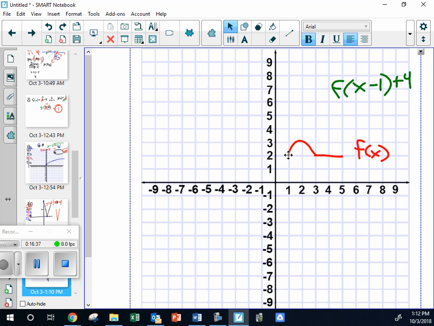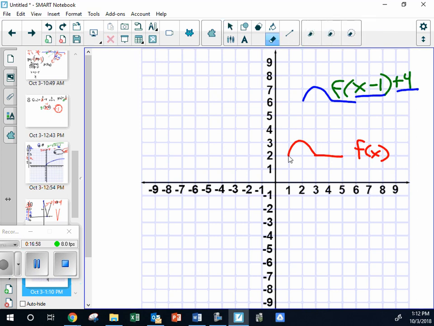So really, if you just understand what that means, which is move it to the right one and up 4, I'm going to make a new one here in blue just so I can keep my original there. I'm going to move it to the right one and up 4. Do you get what I'm talking about? That make sense to you? Okay. Now let's try a different way.